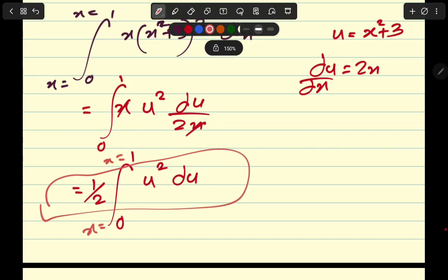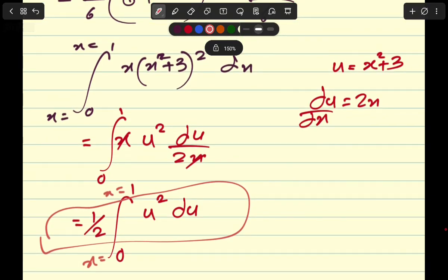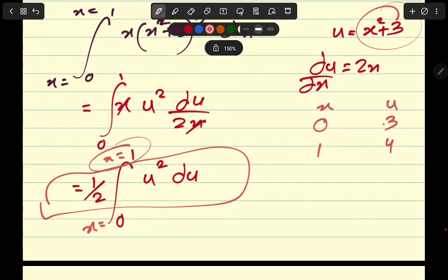We have to integrate a function of u with respect to itself, but the limits are in another variable, that is x. So now let's change the limits. Let's put an x here and u here. When x is equal to 0, u is equal to 3, and when x is equal to 1, which is this other limit, u is equal to 4. So the limits for u are from 3 to 4.